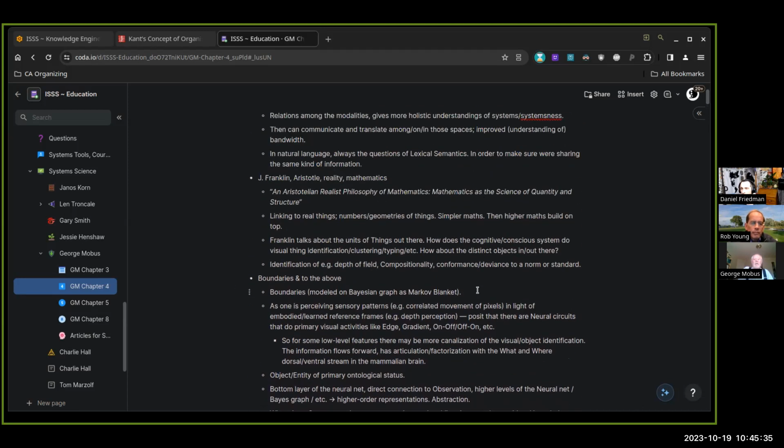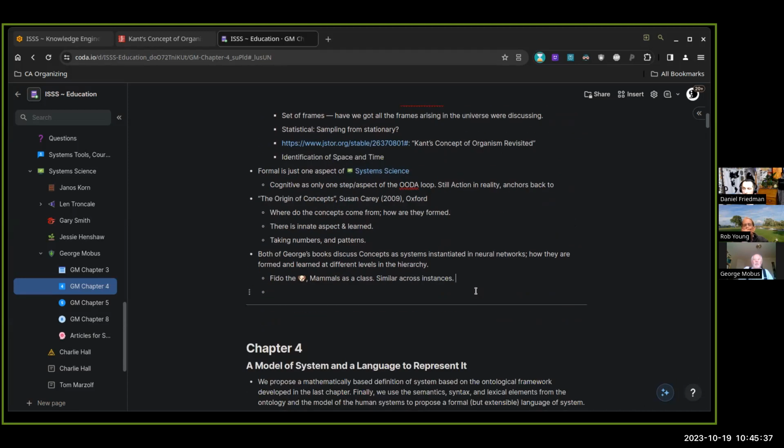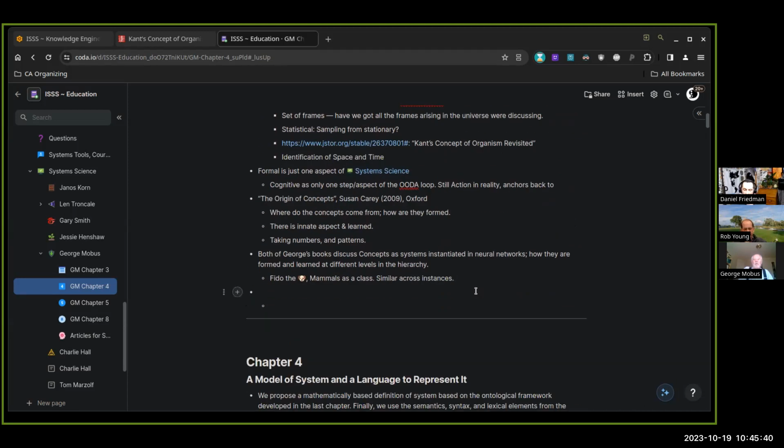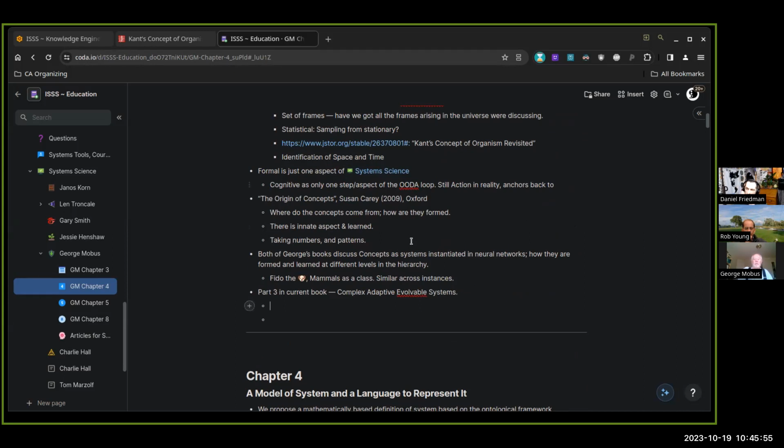In my book, part 3 is all about what I call complex, adaptive, and evolvable systems, which is, I think, a much more comprehensive conceptualization of the kind of thing that Beer was trying to get at, and several other people in the past have tried to get at. But really, it's a synthesis involving living systems theory and so on and so forth.